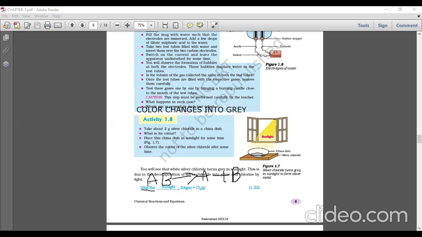The compound silver chloride, after absorbing the sunlight, after absorbing the heat energy, is divided into silver solid and chlorine gas. Okay, fine. Now let us go to the next page.